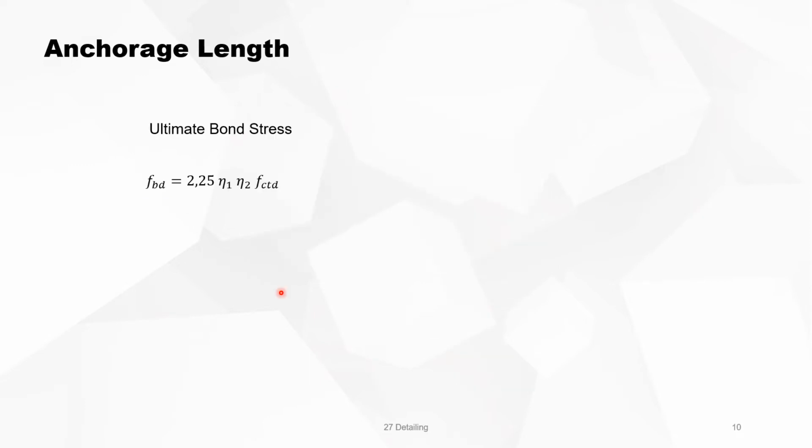Now look at the ultimate bond stress, because this is still an unknown, the tau, or here in the proper name is f_bd. That's the ultimate bond stress. It is 2.25 multiplied by 2 coefficients and by f_ctd, which is the design tensile strength of the concrete. Because this is working in favor, we don't take the mean value, but the lower 95% limit. So it's 0.7 times 0.3 times f_ck to the power 2/3 divided by gamma_c. So this is f_ctm. It's 0.7 f_ctm.